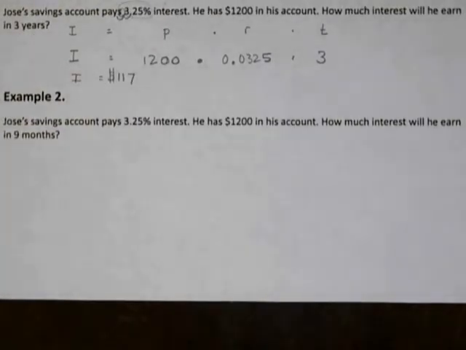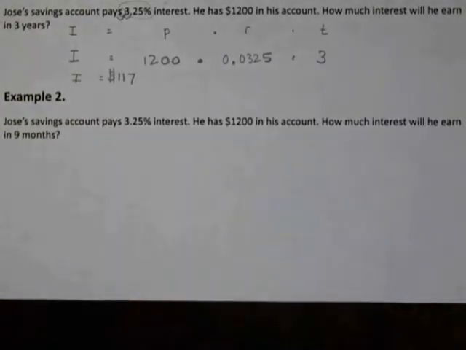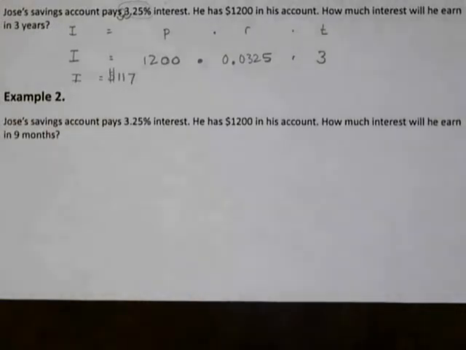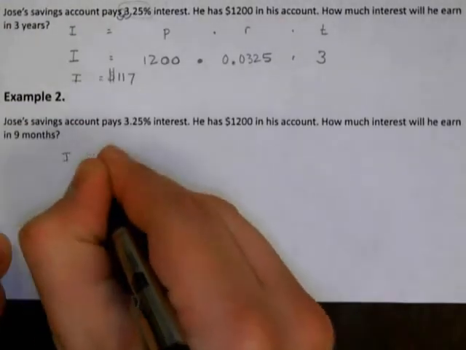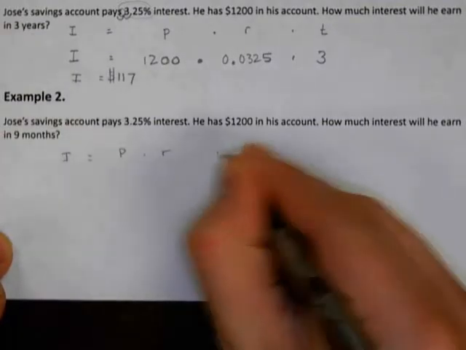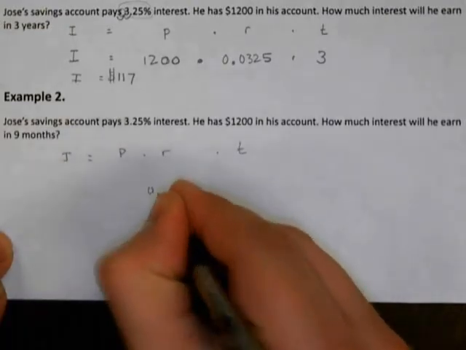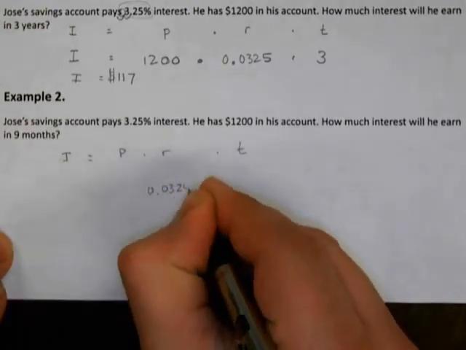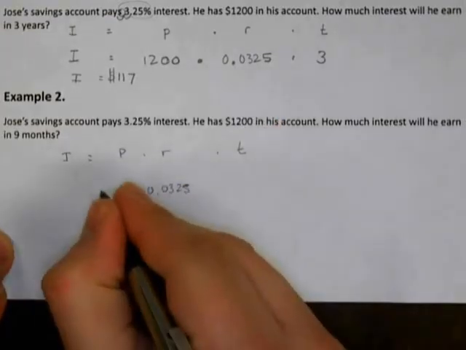All right, and then now example 2 kind of continues on with that a little bit. It says Jose's savings account pays once again 3.25% interest. He has $1,200 in his account, and the question is how much interest will he earn in 9 months? Okay, so again we have to put in I equals P times R times T. And we know that the interest rate still is 0.0325. The interest rate didn't change at all. He's still borrowing $1,200.